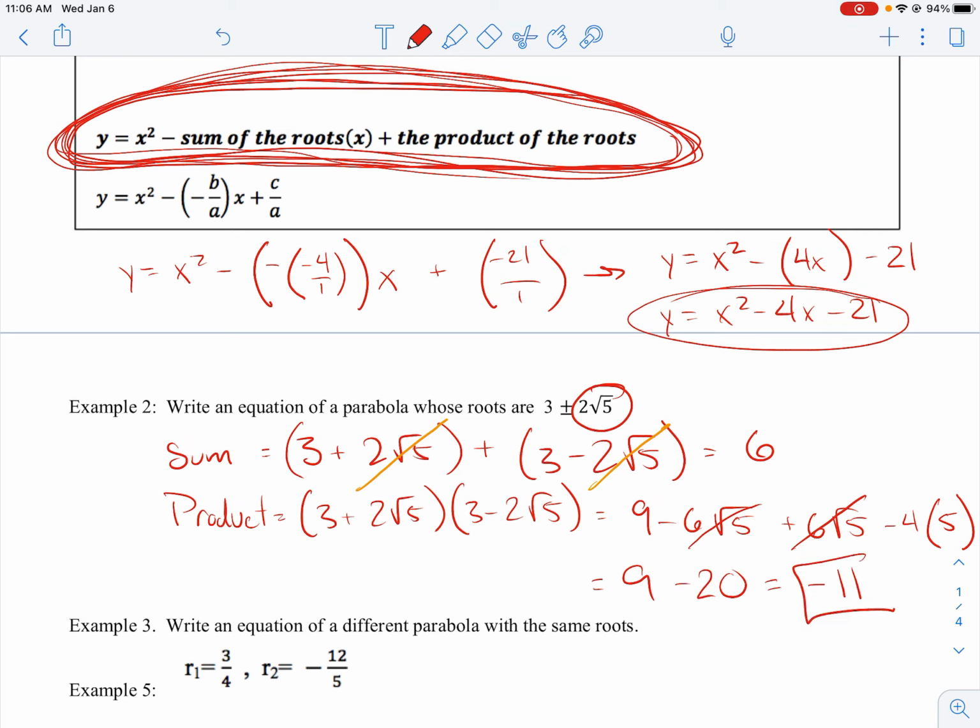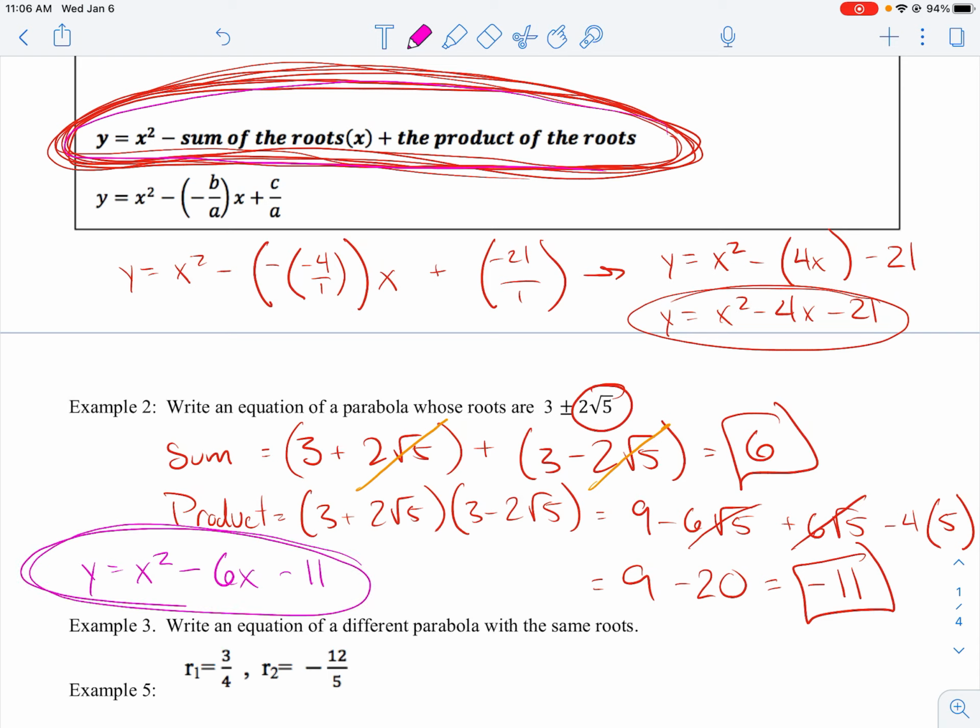That's our product. And then finally, all we got to do is take those two and put them into our formula up here. So y is equal to x squared minus the sum, which is 6x, plus the product, but in this case the product is negative, so minus 11.